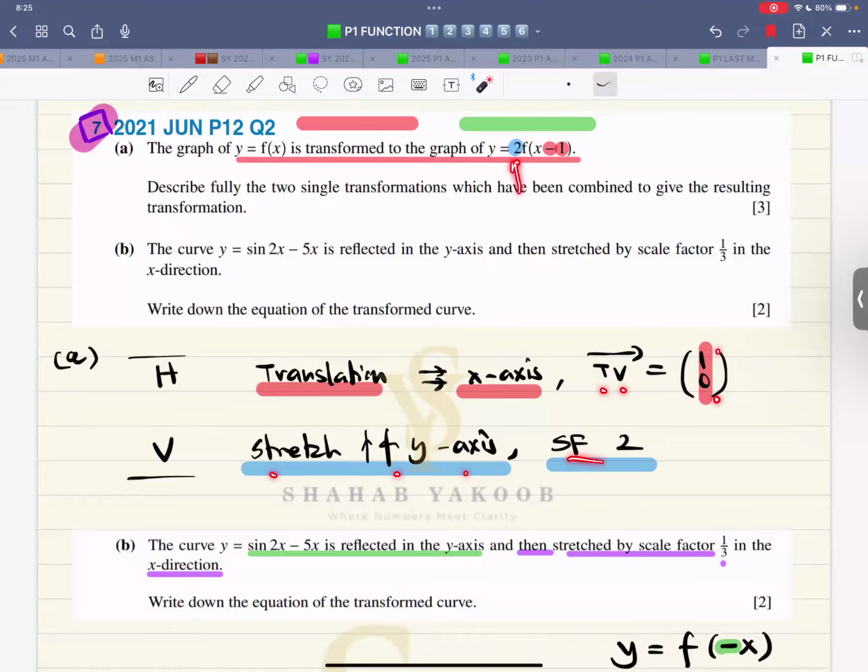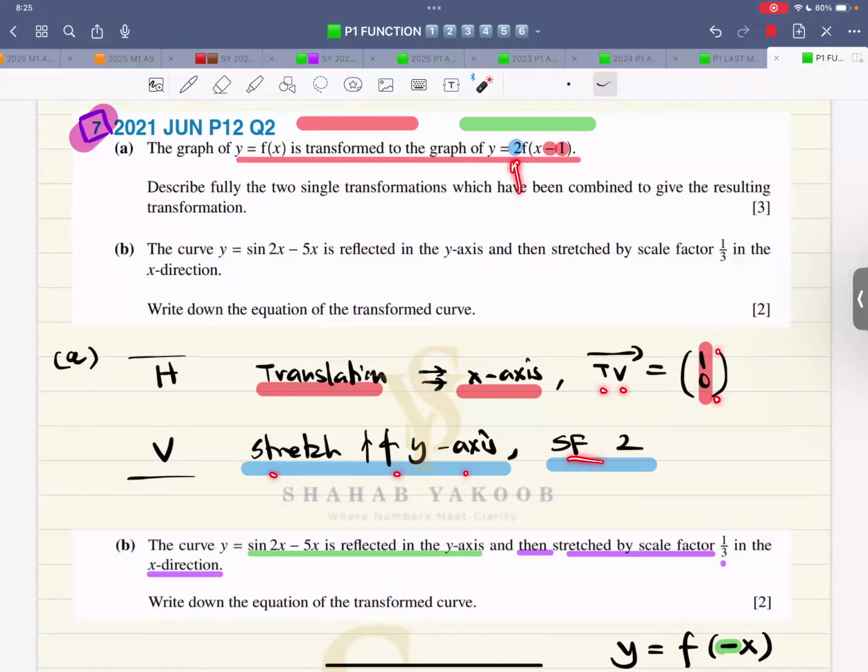Then it says the curve is reflected in the y-axis and then stretched by a scale factor of 1/3 along the x-axis. So if 1/3 is the scale factor, therefore the coefficient of x should be 3. So now the curve y equals sin 2x minus 5x. First replace x with negative x because it's reflected in the y-axis. You get this. And then this x will now be replaced with 3x, and then you write it like this. And how did you get this minus on the outside? That is this rule: sin of negative theta is minus sin theta. So now coming back to this.